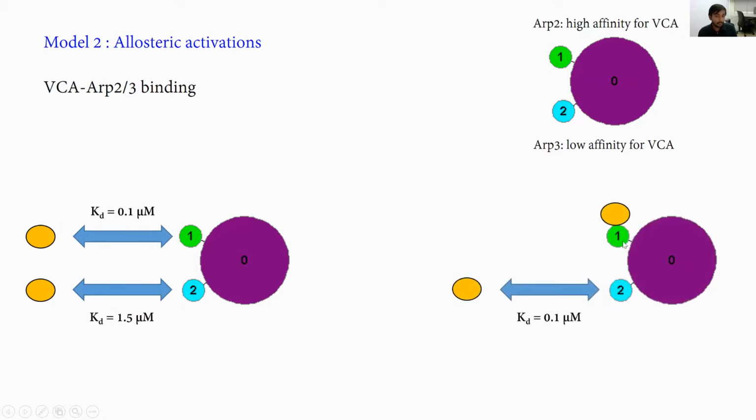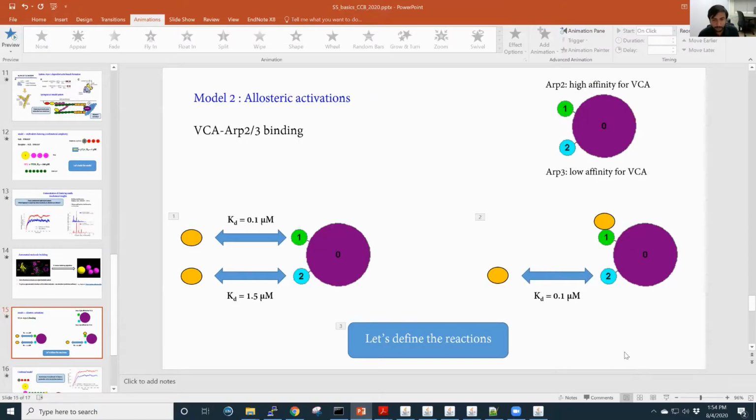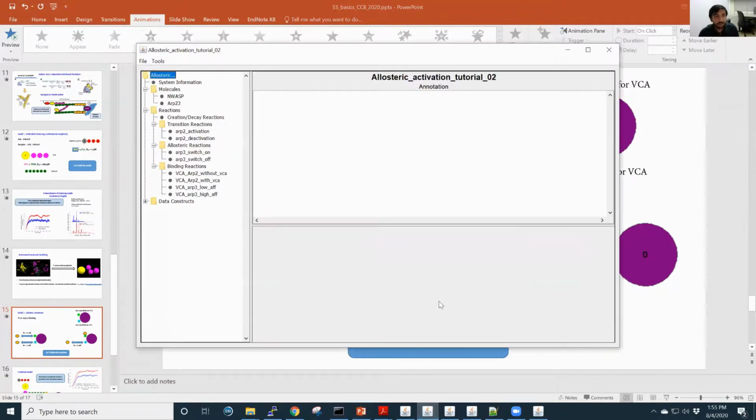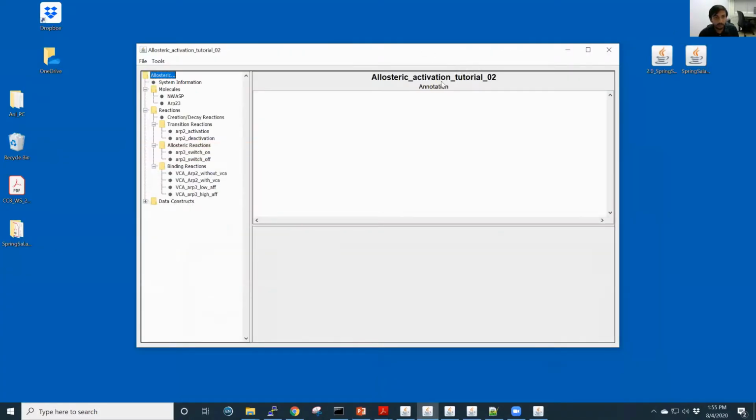site 1 is 0.1 micromolar, and the native affinity for site 2 is 1.5 micromolar. But once site 1 is bound to VCA, then it will switch to a high affinity state. Then it can bind to the VCA with an affinity of 0.1 micromolar. Now, how do we define this reaction or rules inside SpringSaLaD? I won't build the model from scratch. I'll just show you how to define those reactions.